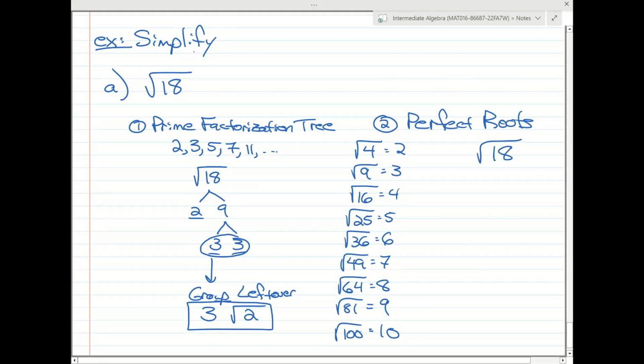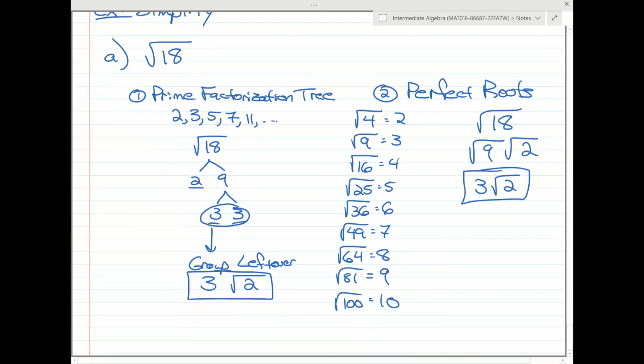What would it be? Square root of 9. We could write this as the square root of 9 times the square root of 2. This was the first rule I showed you in the previous section. Square root of 9 is just 3. We get 3 root 2. Done. This is usually the fastest way. Unless you have a really big number, then you might have to do the prime factorization tree. But you can see we get the same answers.